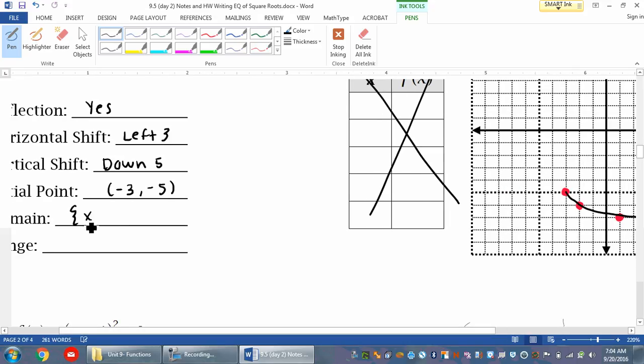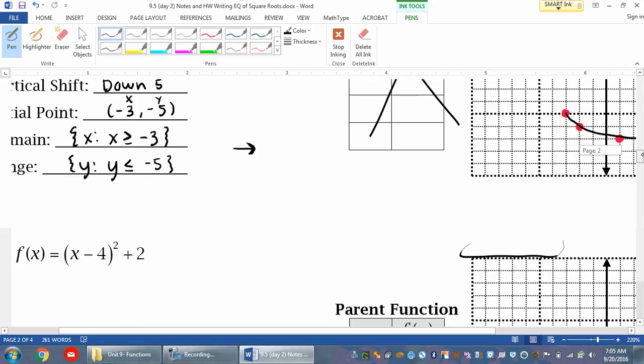And my domain is not the only one because I don't have arrows on both sides. Okay? But since I'm always going to the right, that's why I choose this arrow, greater than or equal to. And since I has a negative 3 at the x value, that's what I choose. Now my range, since I'm going down, look, right 1, down 1, right down 2, it's going to be less than or equal to my y-coordinate, which is negative 5.